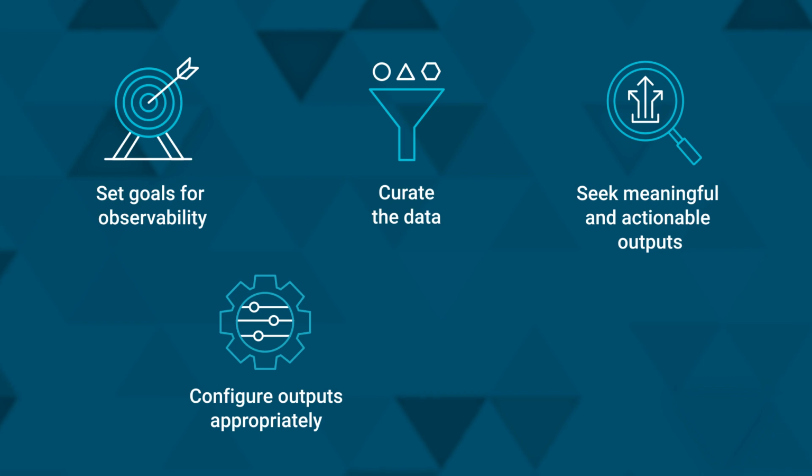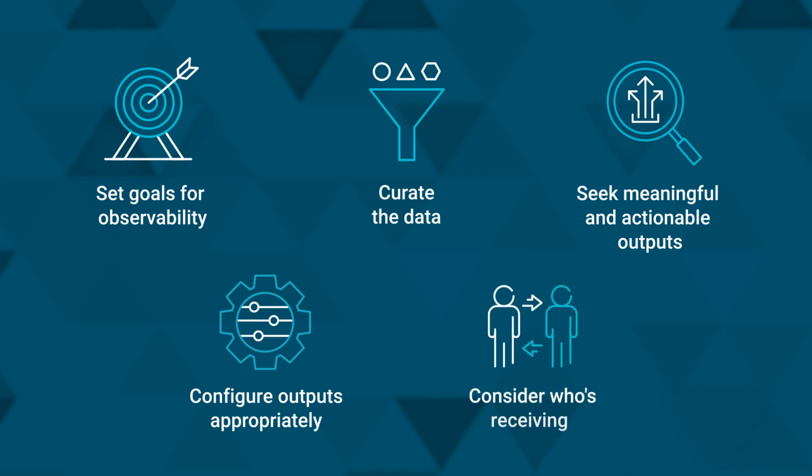And finally, be sure to consider who's receiving the observability conclusions. For example, reports might go to one admin, non-critical alerts might go to another admin, and critical alerts might be directed to a third. Take the time to be sure the right people see the right outputs and nothing important is inadvertently ignored.